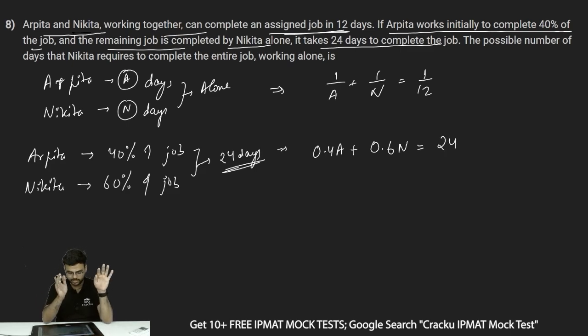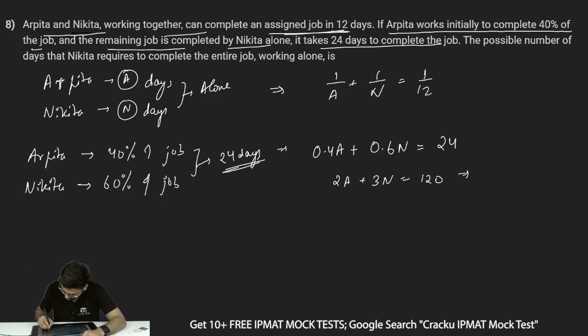40% of the job is done by Arpita in 0.4A days, because A days is what she takes to complete the entire job. So 40% will be done in 0.4A days. Now 60% of the job for Nikita will be done in 0.6N, because she takes N days to complete the entire work. So 60% will be 0.6N. Now Arpita takes 0.4A days and Nikita takes 0.6N days. The total time they take while completing the work in this pattern is 24 days. So 0.4A plus 0.6N will be equal to 24. If I simplify this, it will be equal to 2A plus 3N is equal to 120. So I can write A is equal to (120 minus 3N) by 2.